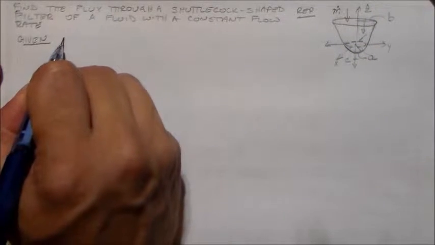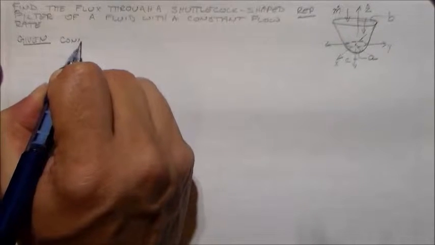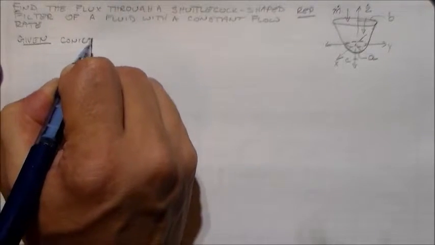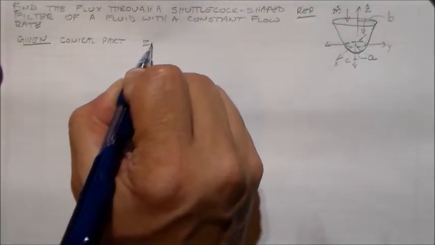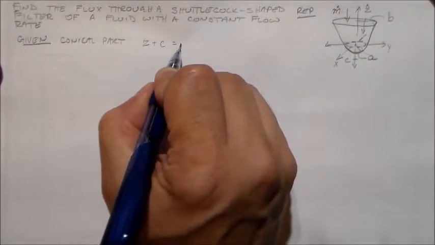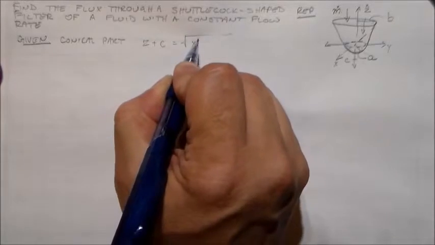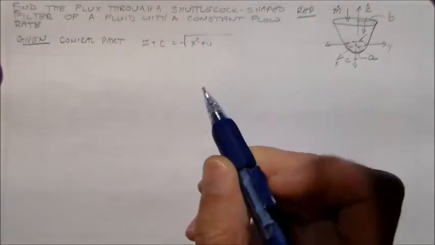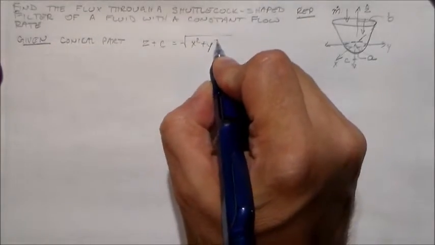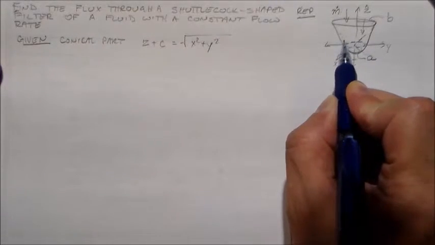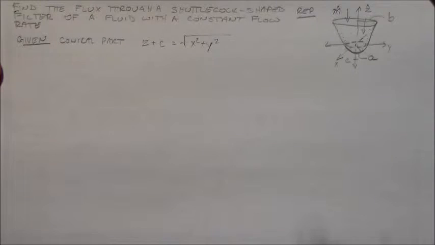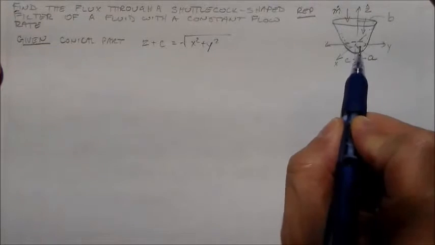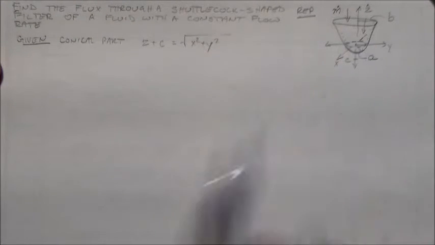So the conical part has something like z plus c is equal to the square root of x squared plus y squared. That's going to define every point on this conical part. And then you say, okay, well, what about here? What about this part right there?